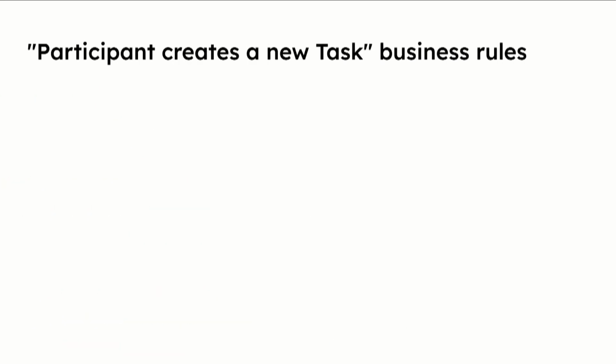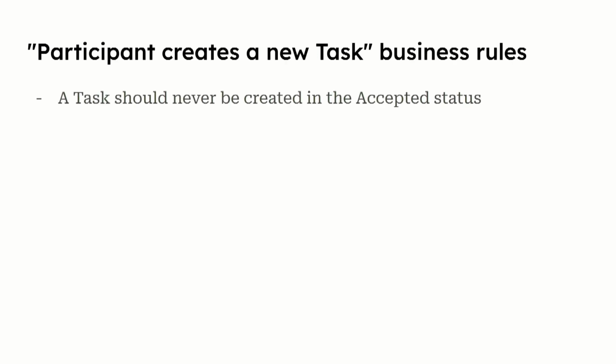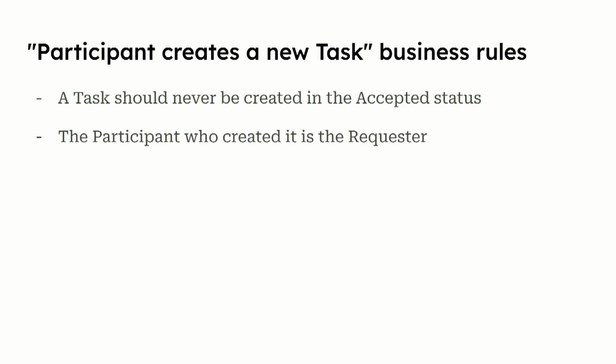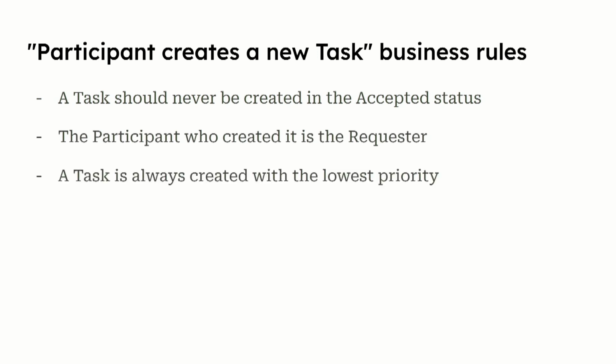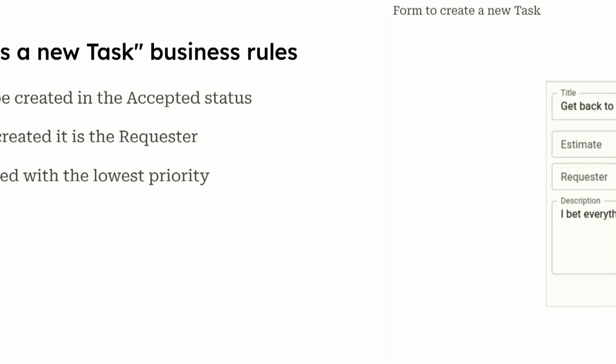And also there are some business rules that apply only for this use case when the participant creates a new task. Like a task should never be created in an accepted state. The participant who created the task is automatically set as the requester, and a task is always created with the lowest priority at that moment. And if the user wants to make it a higher priority, they can just drag and drop it later.